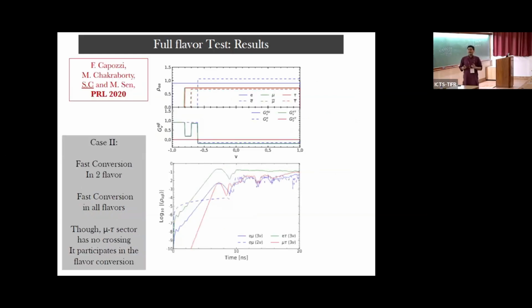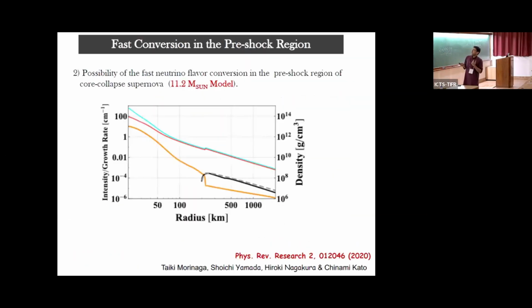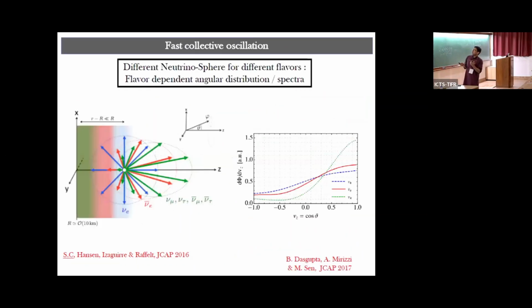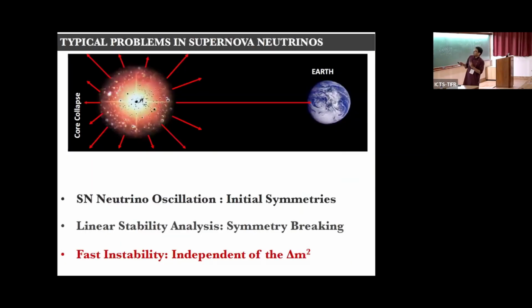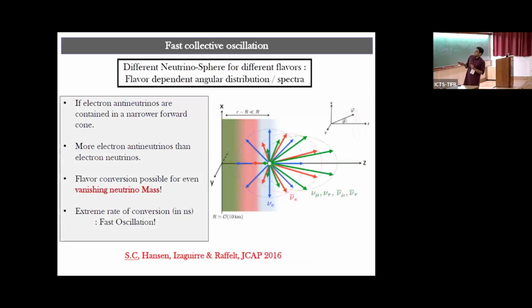So see, the whole idea was that this fast oscillation, I did not go into that detail, but if you remember, the fast oscillation can happen for a vanishing neutrino mass. So this only depends on the neutrino density. It is not sensitive to the mass ordering. However, does it mean that neutrino mass is not important?